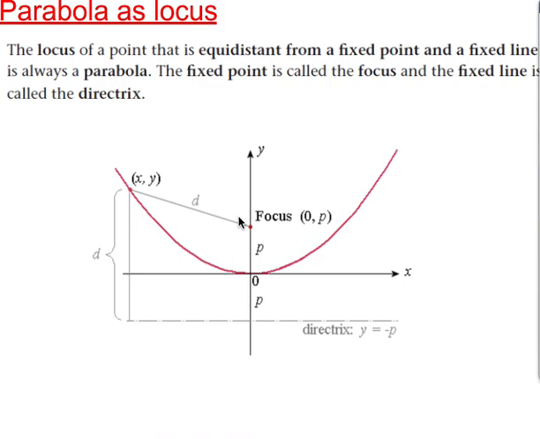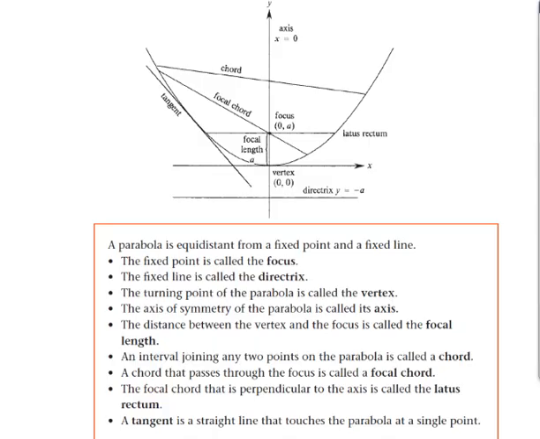Okay, so that's the definition of a parabola. All these keywords here, you need to know. Okay, so the vertex, you already know that's the turning point. The axis of symmetry, we've talked about that a lot with parabolas when we do functions. The distance between the vertex and the focus is called the focal length, and it's normally given the symbol a in our formulas.